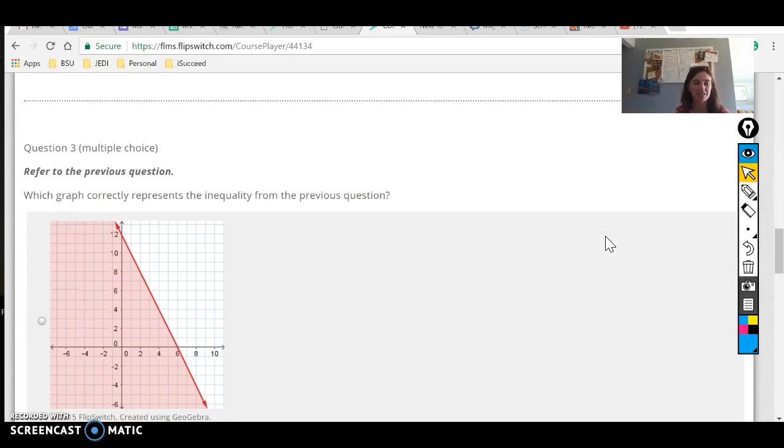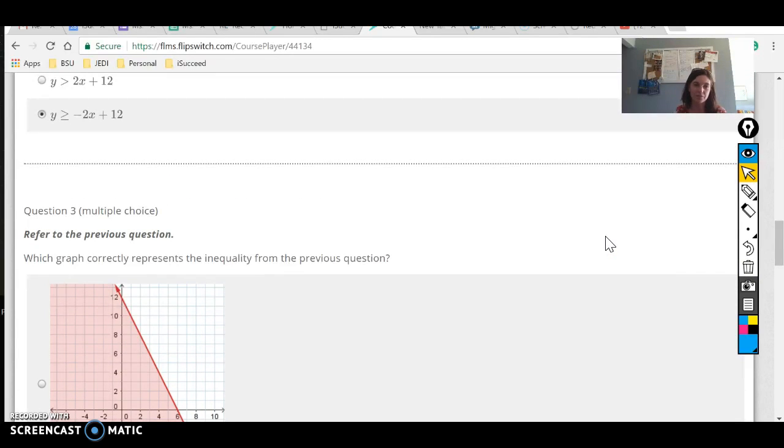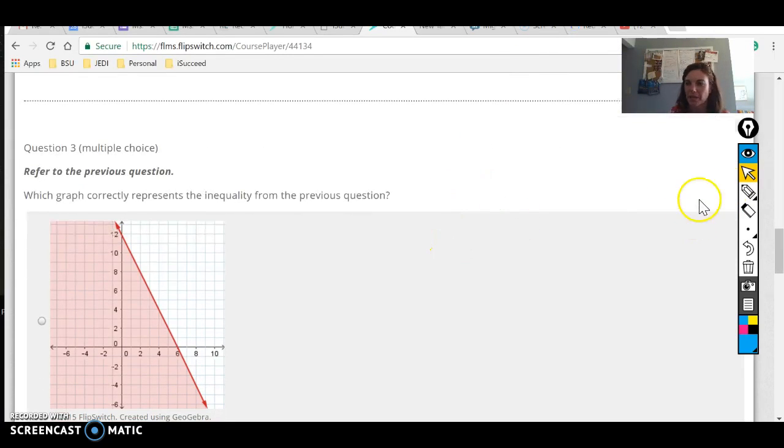Now we need to graph this. Y is greater than or equal to negative 2x plus 12. And I'm just going to go ahead and write it in a place that it scrolls with us. Y is greater than or equal to negative 2x plus 12.